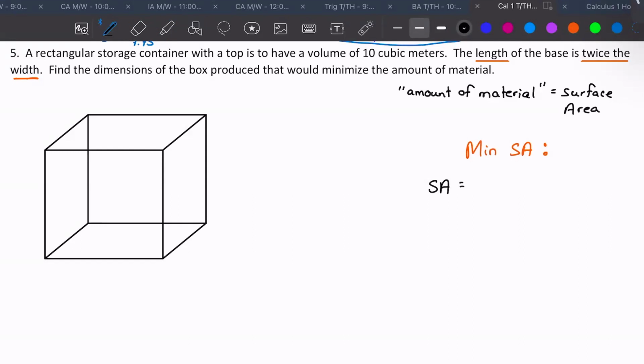Okay. Now, the way that you find surface area is you want to find the area of each side of your container, right? I want to find the area of each side. Okay, so I'm going to do some coloring on my box.